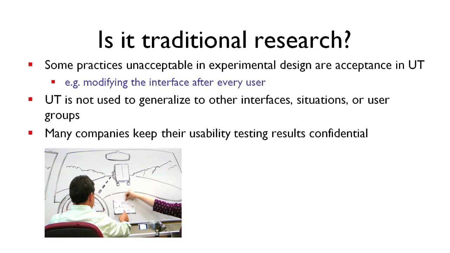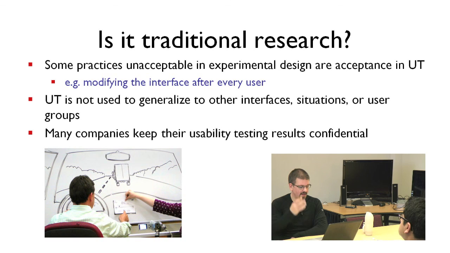You shouldn't do this with a controlled user test. You shouldn't change your product or your design from one user to the other. But with usability testing, that's completely fair to do, because your main goal is to find problems. If you found problems, you can try to tweak it and see, if we change this, does the problem still exist, or did it go away? And your goal is not to generalize to other interfaces, but you're interested in the specific product.